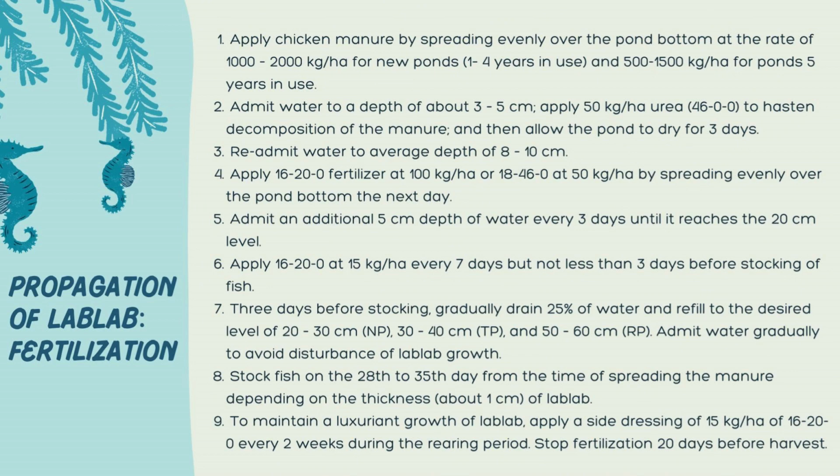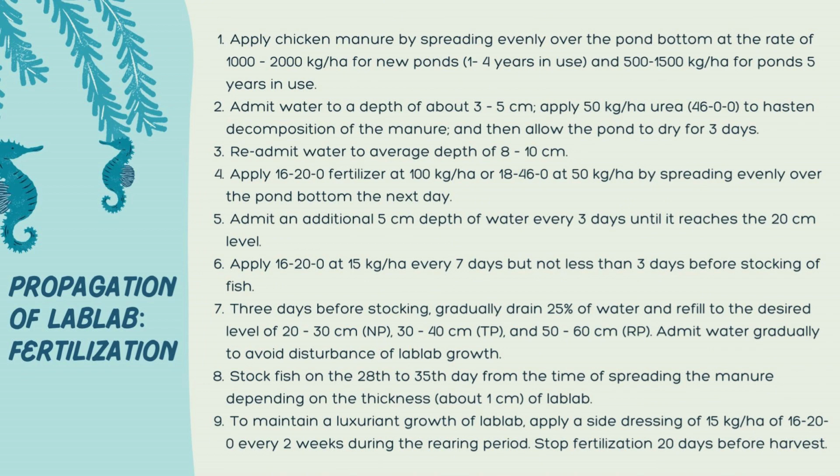So you stop the fertilization process 3 days before putting the fish onto the pond. 3 days before stocking, gradually drain 25% of water and refill to the desired level of 20 to 30 centimeters, 20 to 40 centimeters, and 50 to 60 centimeters. Admit water gradually to avoid disturbing the growth of the lablab since it's already rising on the surface of the pond by then.